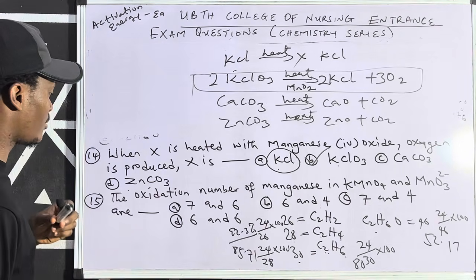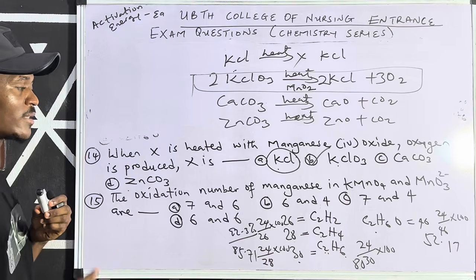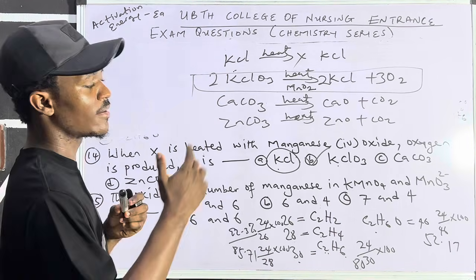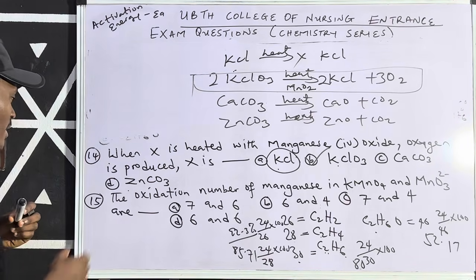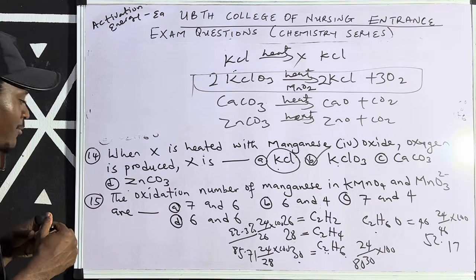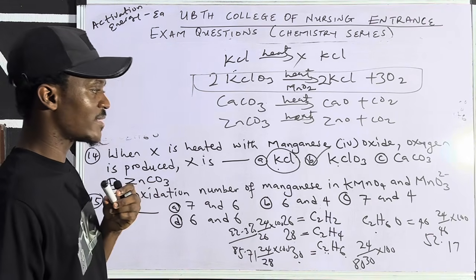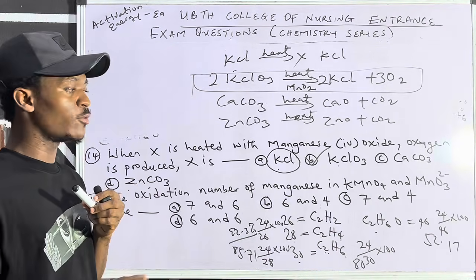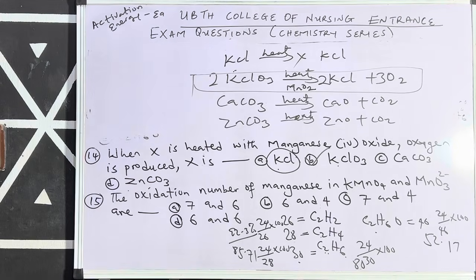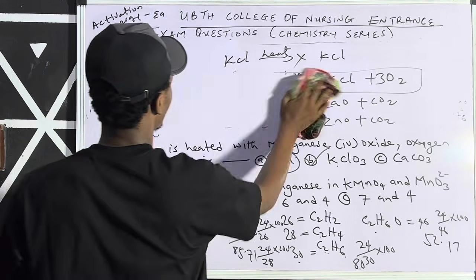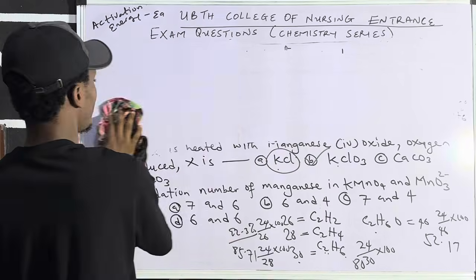That's called potassium chlorate, or you could call it potassium trioxochlorate(V). All right, so that's the IUPAC name. Then question 15. The oxidation number of manganese in KMnO4 and MnO3 2 minus. Then let's see how we can get our answer to that. This question is a very easy question.